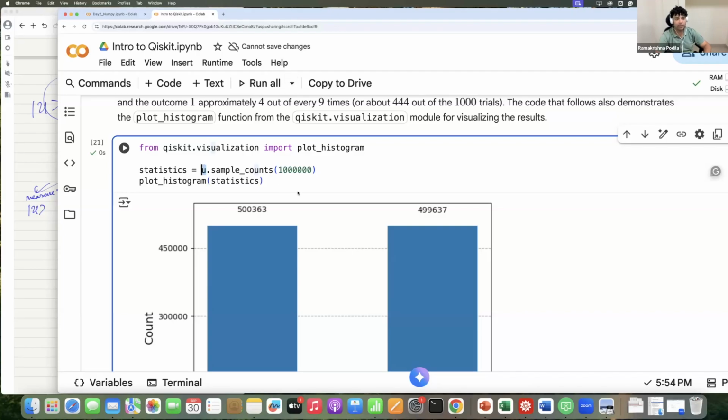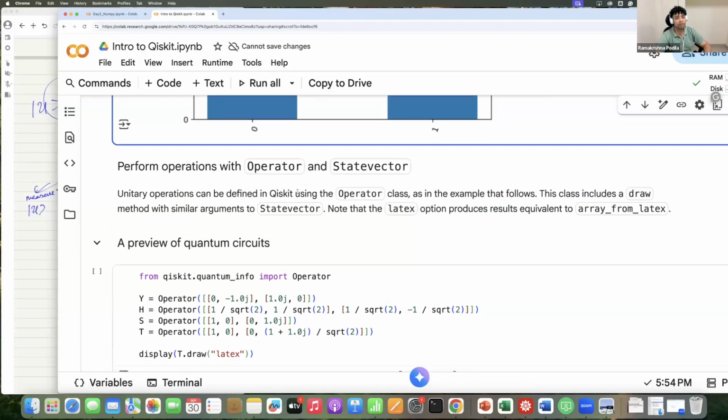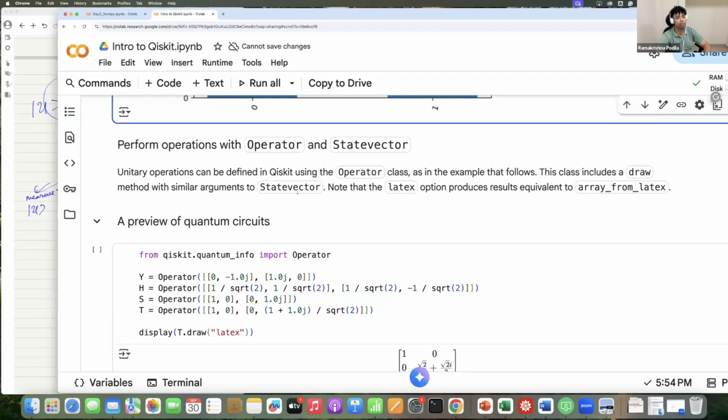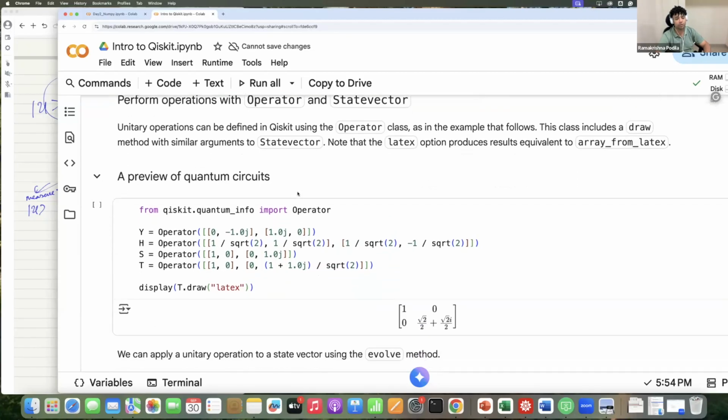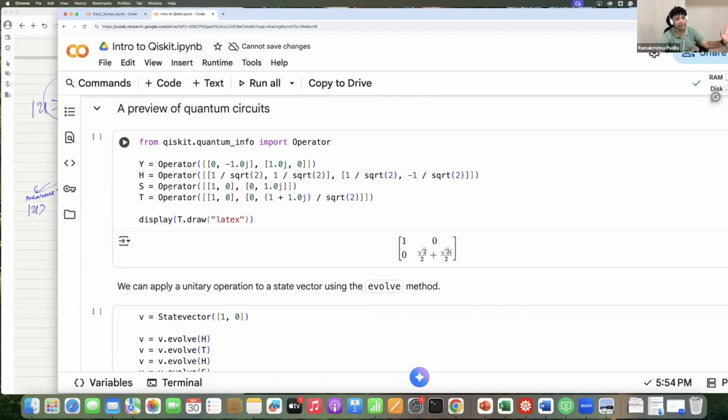Okay. So then let's go to some quantum circuits, right? So we define some quantum circuits like Pauli Y gate, Pauli X gate, so on and so forth, right? So here I'm just simply defining these operators. These operators are matrices, just like how we defined in NumPy.